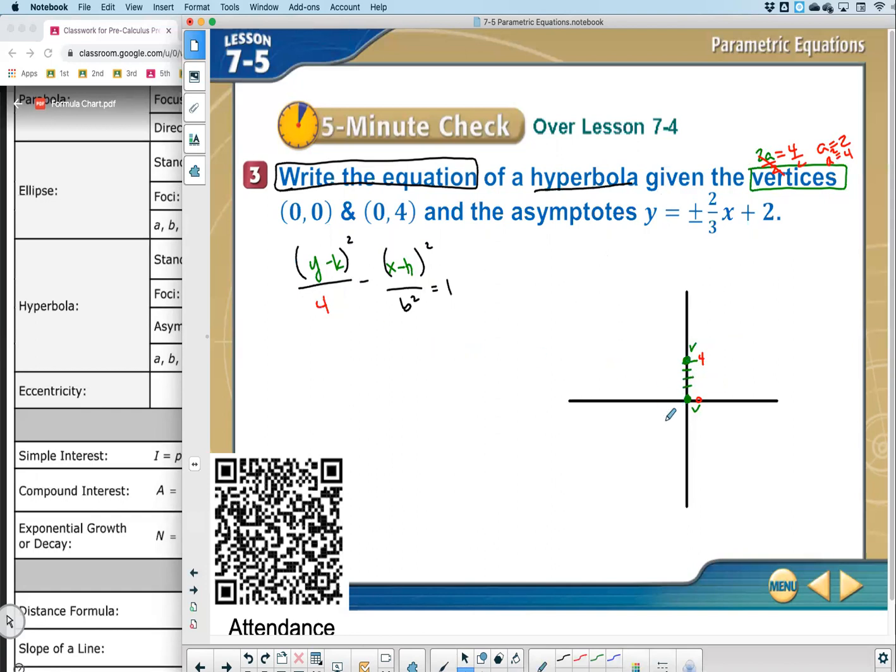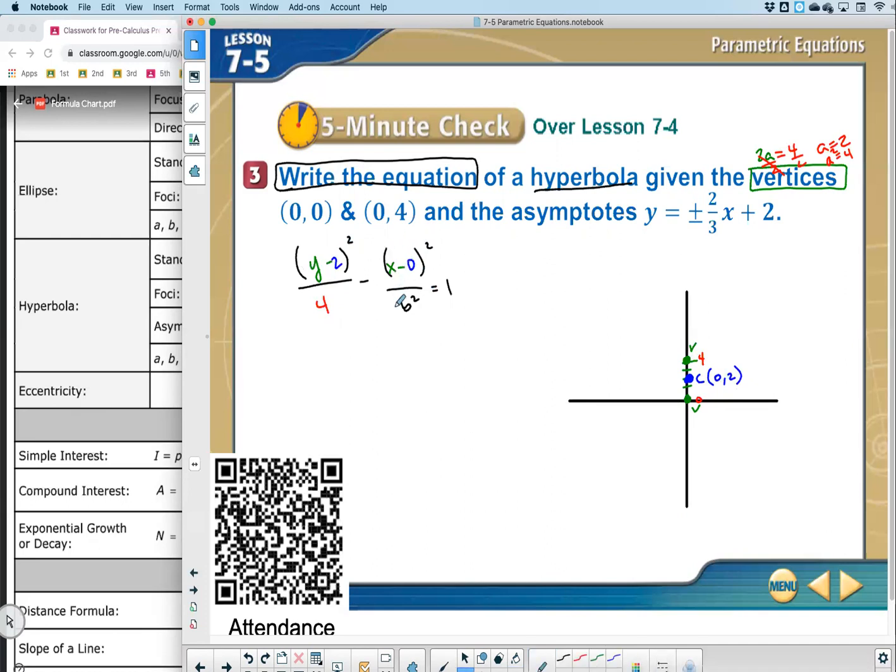Okay, the center will be 2 units either way from these vertices. So this is the center, and its location would be 0, 2. When you plug those in, remember inside lies. So the y will be minus 2 because we're going up 2. The x, or the h rather, will be 0.